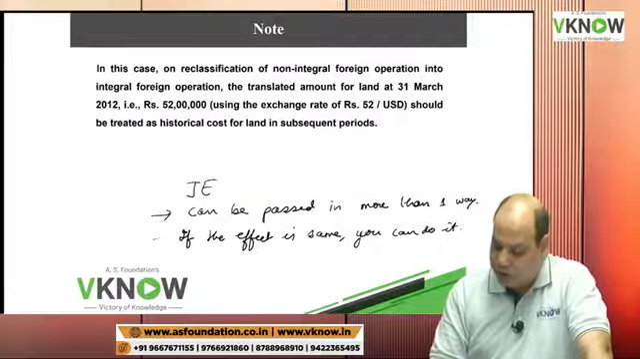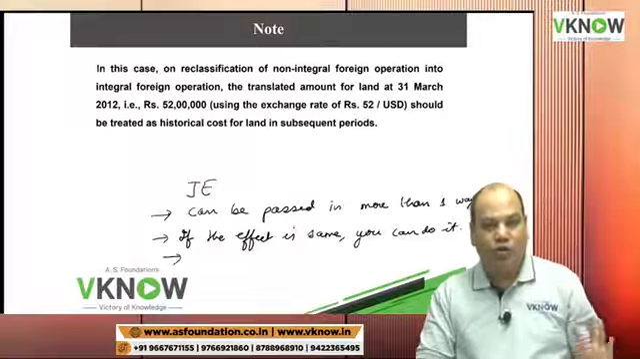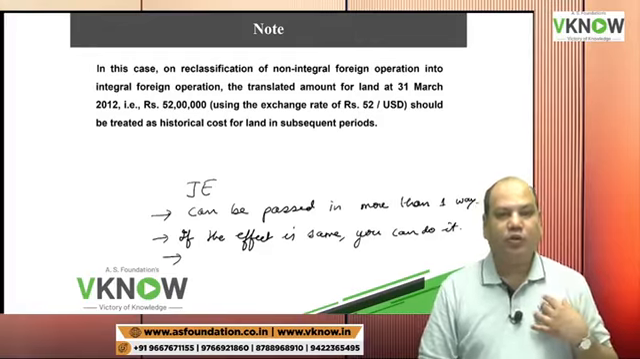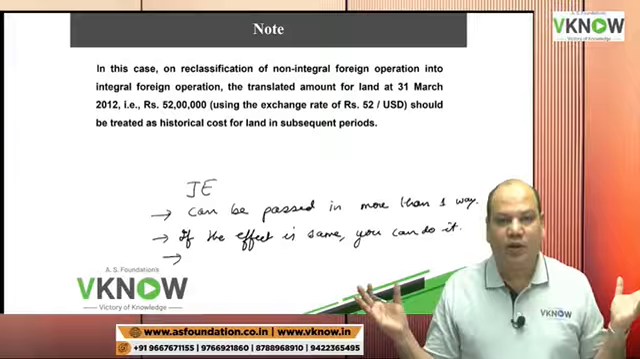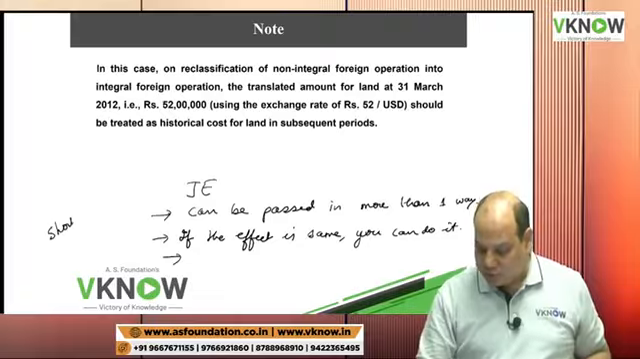Ideally, we should pass a separate entry for land and a separate entry for loan so that you will feel the effect. Otherwise, you will not feel the effect. You will not know what is happening. Okay? So, shortcuts should be avoided.